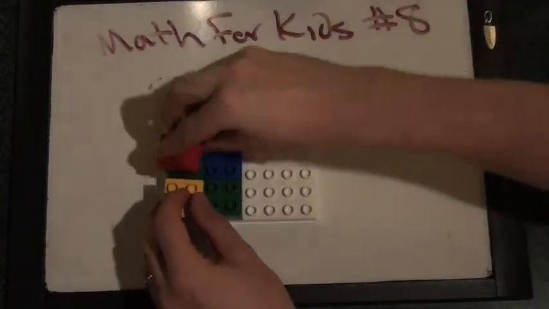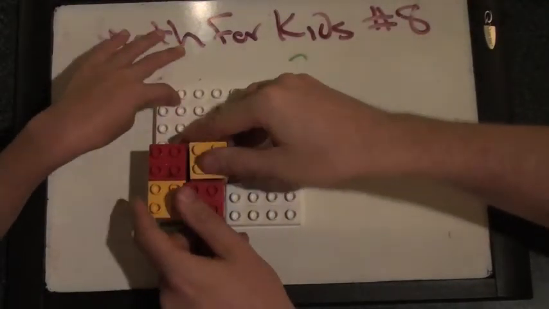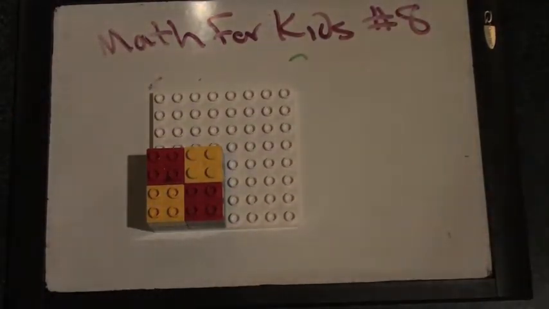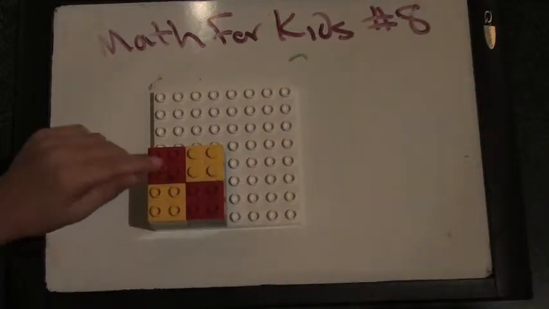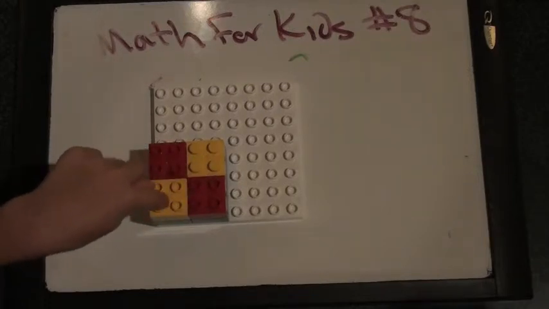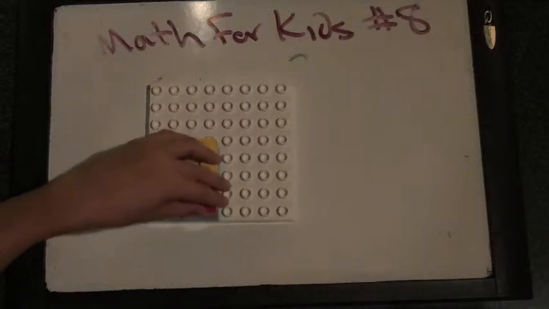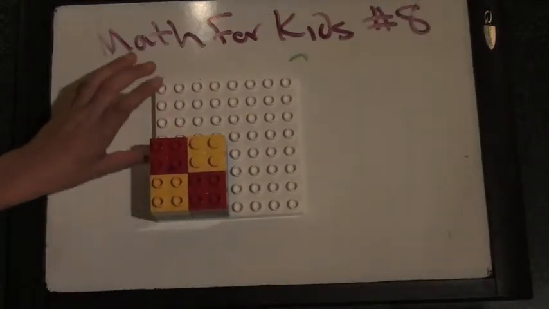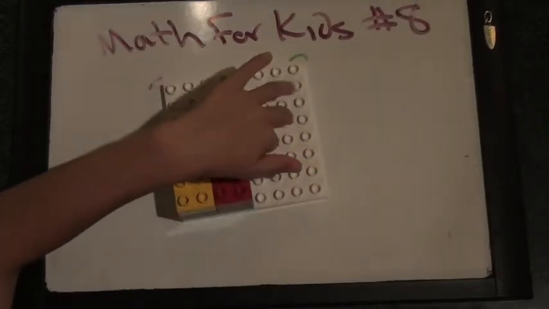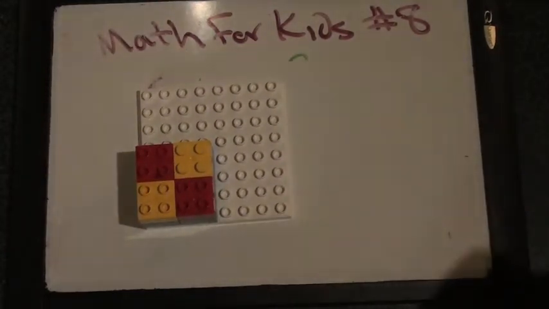Okay, so here's our 2 cubed. So how many cubes are in a 2 by 2 cube? How many 1 by 1 cubes are in our 2 by 2 cubed? Here's a 1 by 1. Here's a 1 by 1. Here's a 1 by 1. Here's a 1 by 1. Here, here, and here. So how many 1 by 1 cubes are in a 2 by 2 cube?